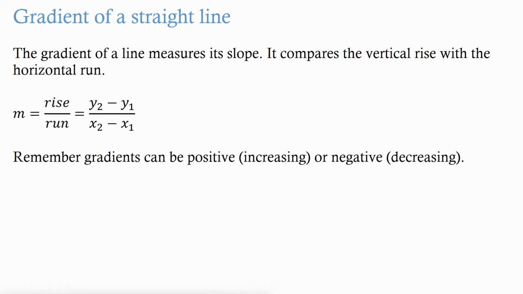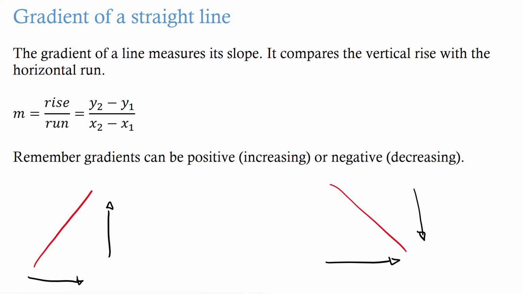and you use that when you're given two coordinates and you label them. So remember, gradients can also be positive, so they're increasing, or negative, so they're decreasing. An increasing graph will look like this, so as we go towards the right, it's going up. A decreasing graph will look like this, it's going down, so as we go to the right, it is going down. Increasing, going up from left to right, decreasing, going down from left to right.